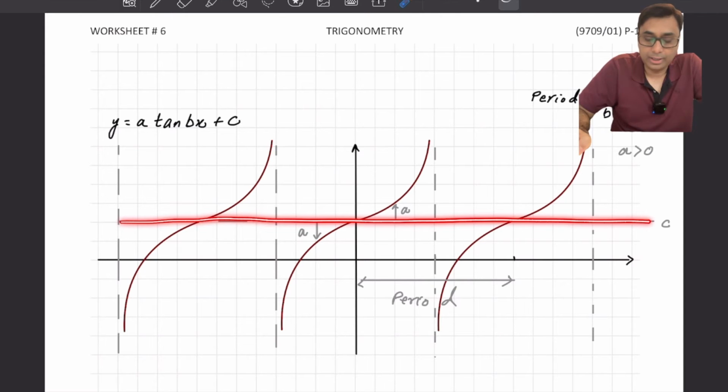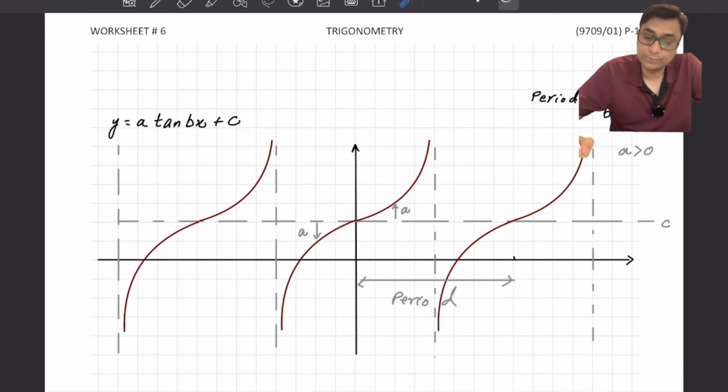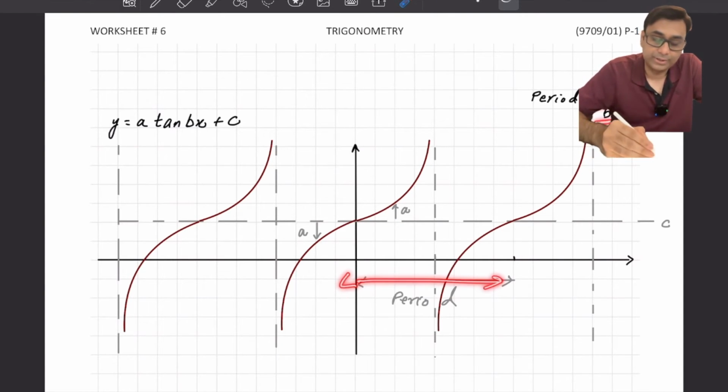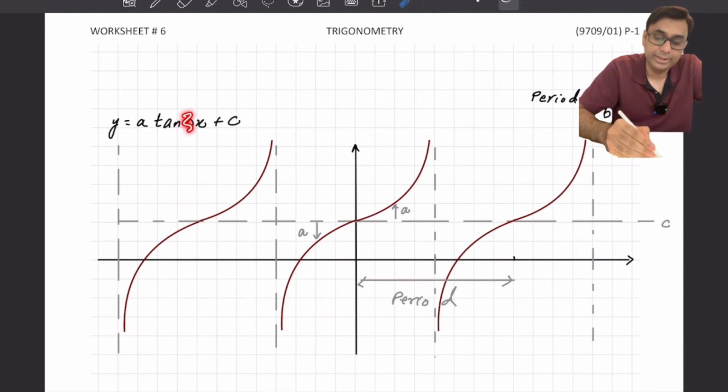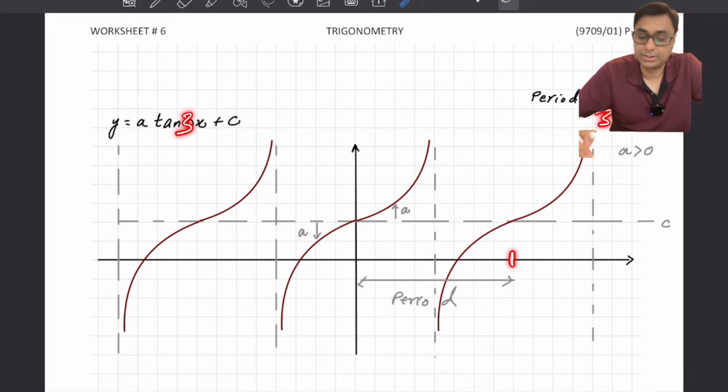Similarly, if you have a tan bx plus c, again c is going to be your central line, and the period in this case is not going to be 360 upon b, it's going to be 180 upon b, because for a normal tan graph, the period is 180. So if it is tan 2x, 180 divided by 2 is 90, so this is going to be 90 degrees. And if it is tan 3x, you do 180 divided by 3, and that means one cycle will finish at 60 degrees. That's how you can identify the period.